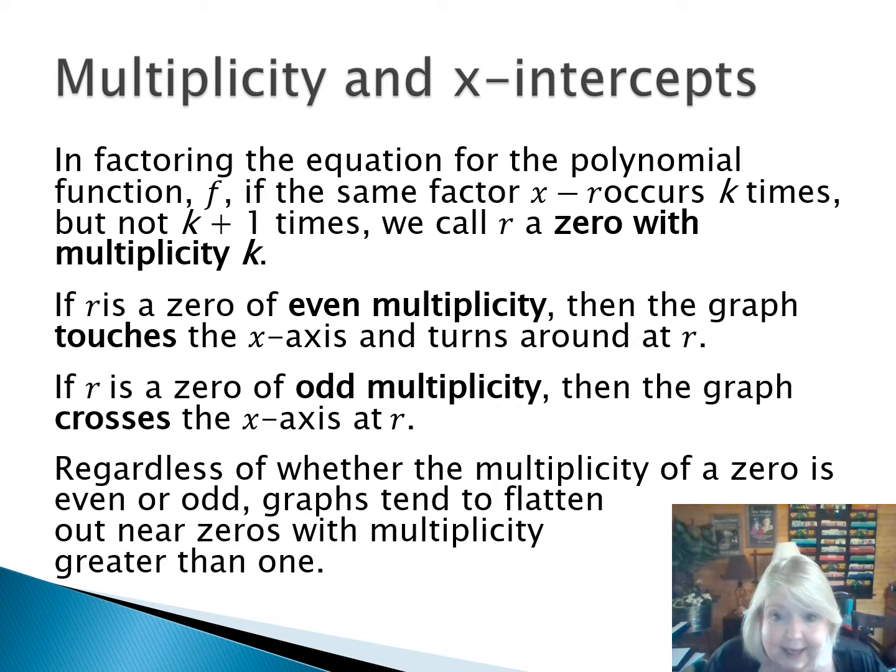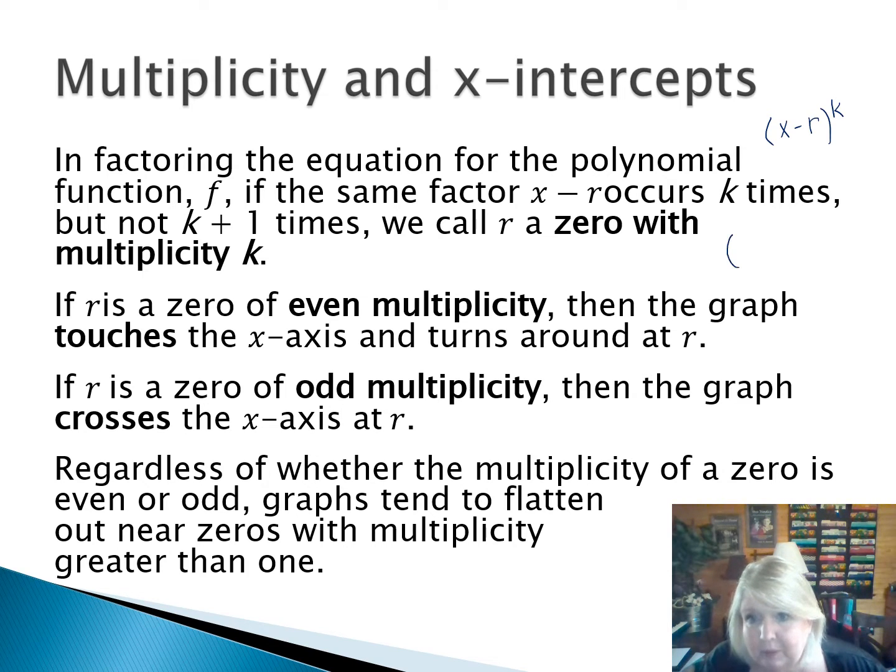So if I take a polynomial function and I factor it completely, and if in there I have a factor that shows up multiple times, let's say that it's x minus r, and then it shows up k times, not k plus 1. I don't have it listed again anywhere in my list of factors. It's as simple as I can make it. Then we call r a 0 with multiplicity k.